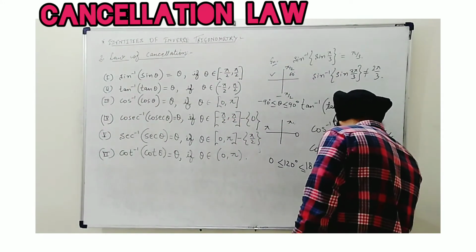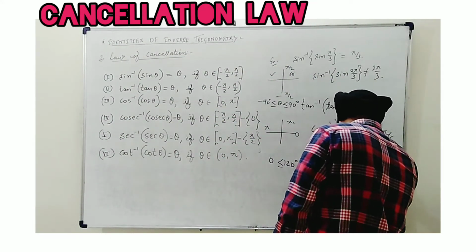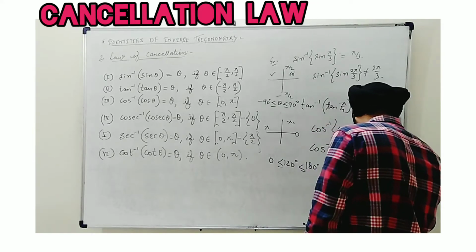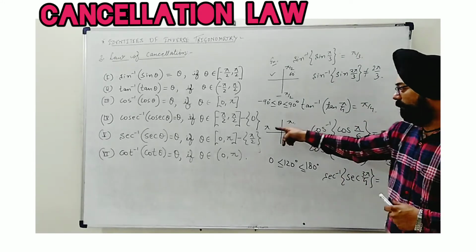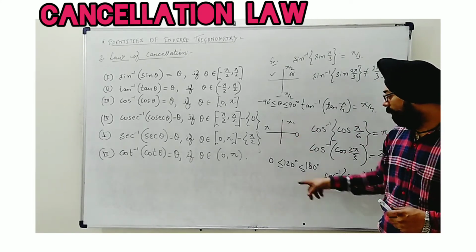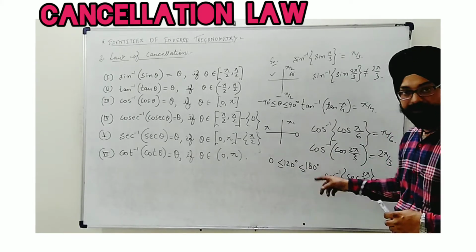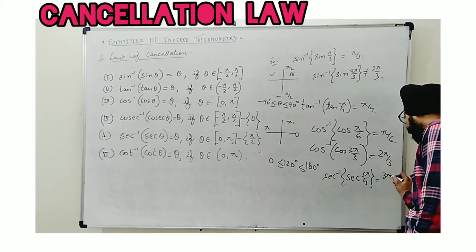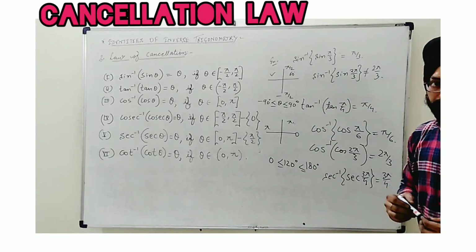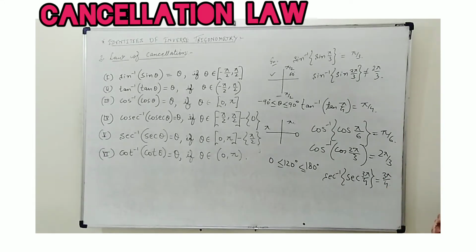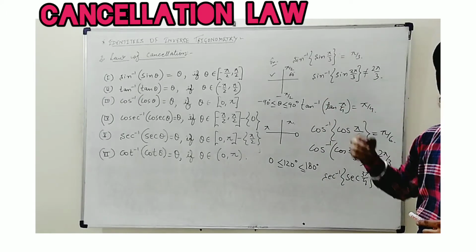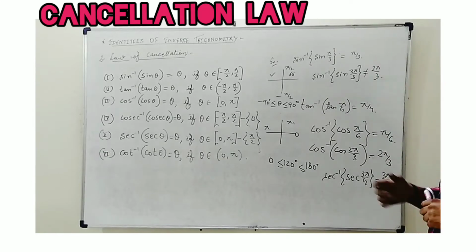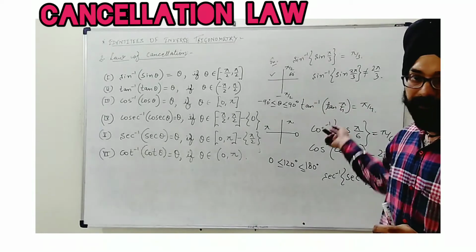Suppose with sec inverse, I write here sec inverse sec 3 pi by 4. Yes, I see 3 pi by 4, which is 135 degree. This 135 degree lies in the 0 to 180 interval. So we can directly cancel and write 3 pi by 4. By the way, all these angles I have taken belong to the principal branch, and I have shown how to cancel this out. But be careful, whenever these angles are not in the principal branch, this law cannot be applied.